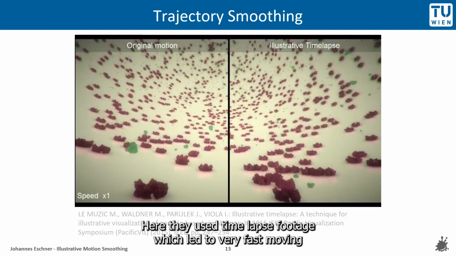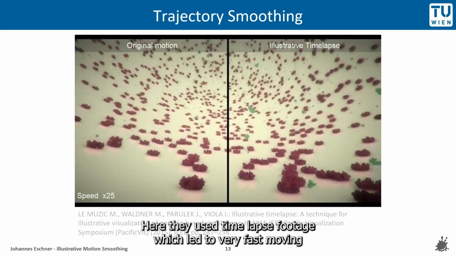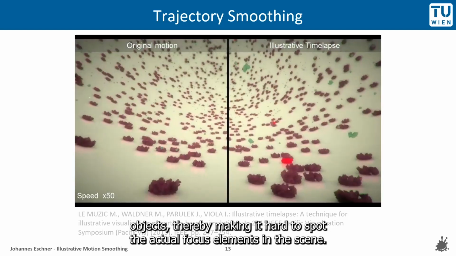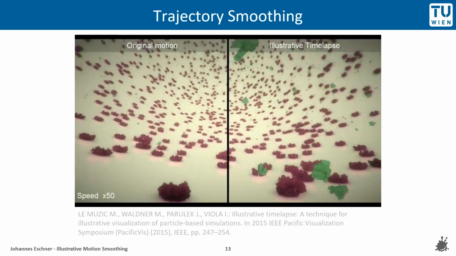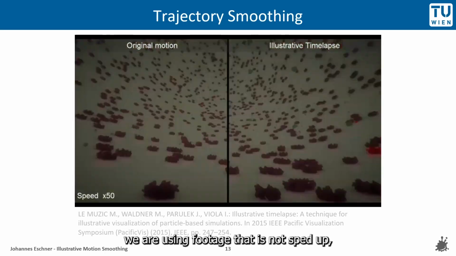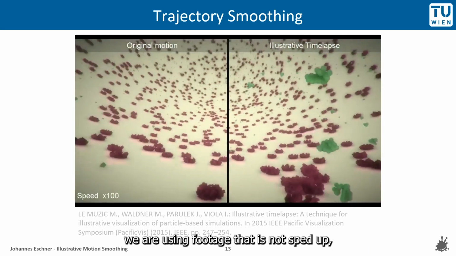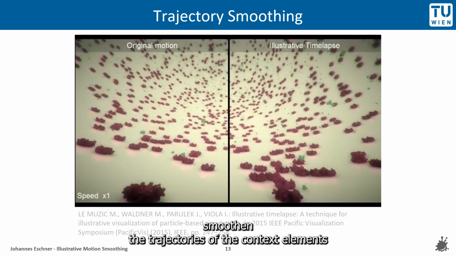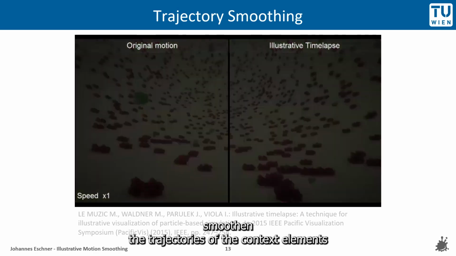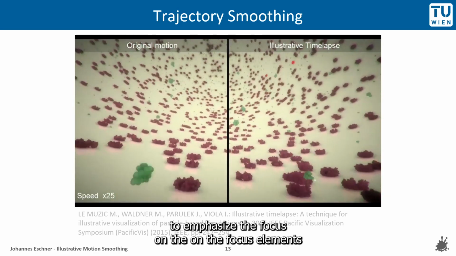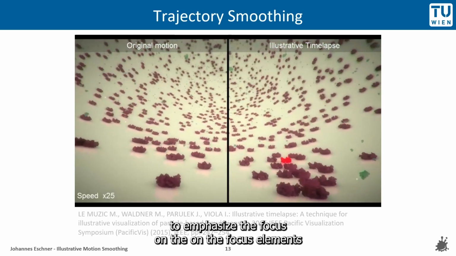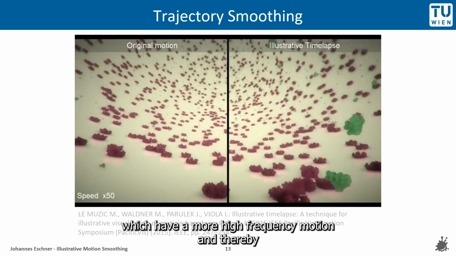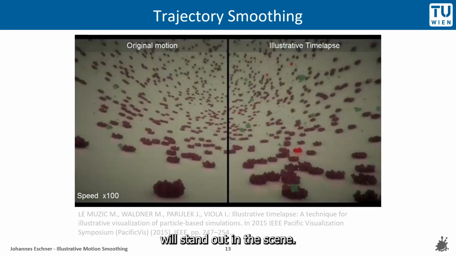Here they used time-lapse footage, which led to very fast-moving objects, thereby making it hard to spot the actual focus elements in the scene. However, as we are using footage that is not sped up, we don't need this technique and can instead smoothen the trajectories of the context elements to emphasize the focus on the focus elements which have a more high frequency motion and thereby will stand out in the scene.